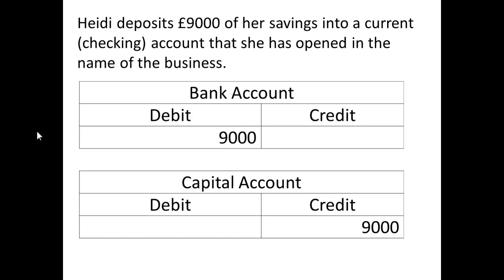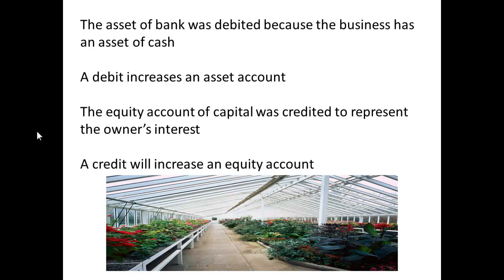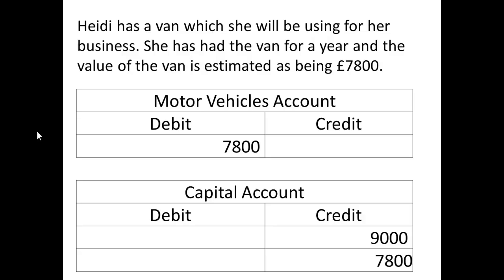She deposits £9,000 of her savings into a current or checking account, which is opened in the name of the business. So the bank account gets debited with £9,000. And the opposite entry for the double entry is a credit of £9,000 to a capital account. So the asset of bank is debited because the business has an asset of cash now. Debits increase asset accounts. And capital is credited to represent the owner's interest. A credit increases an equity account.